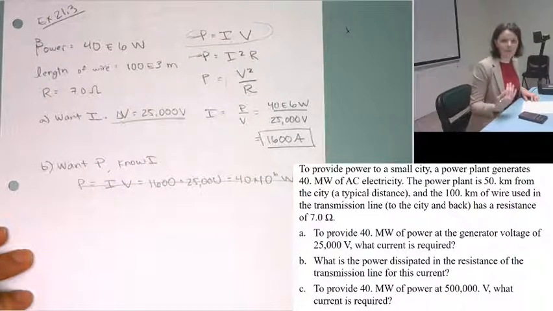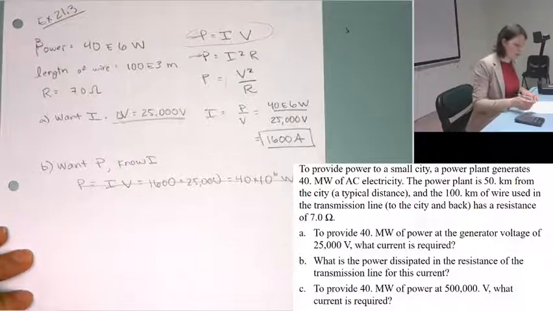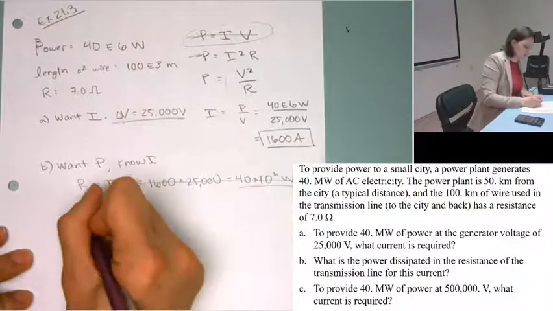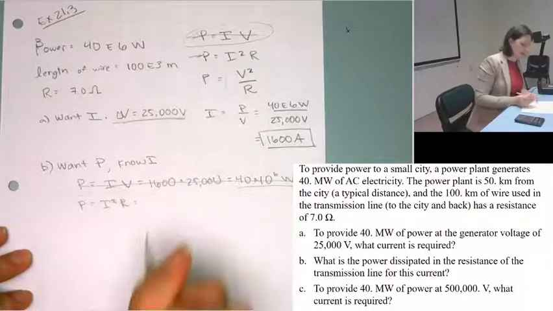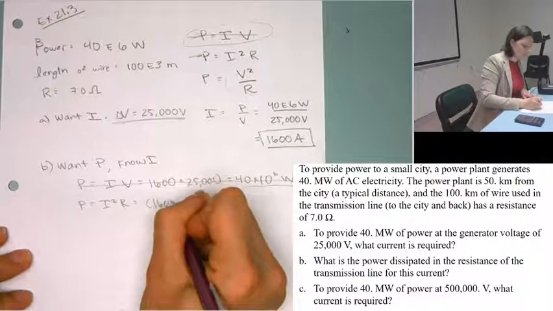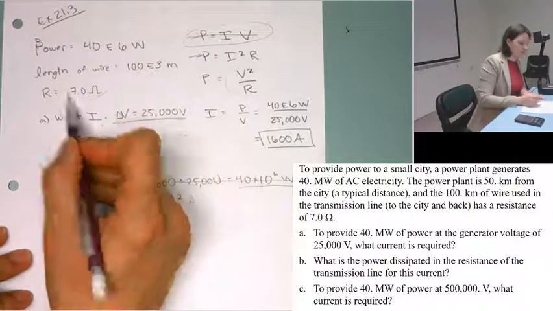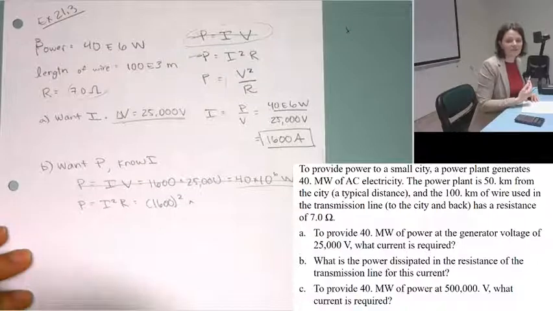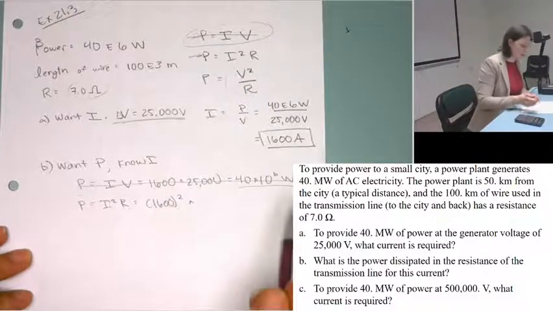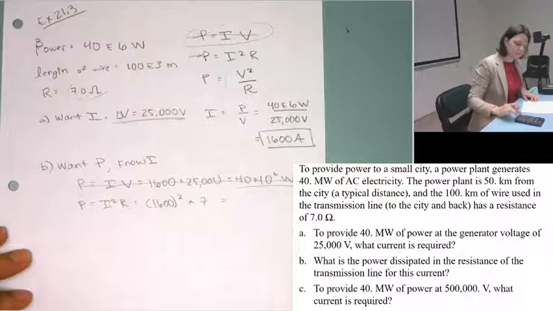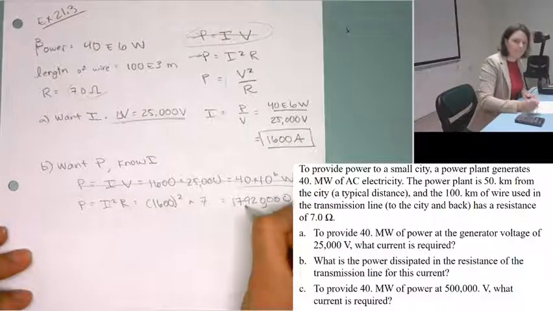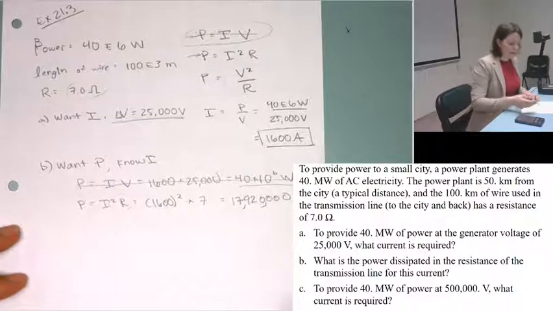And that's a great example of what you do when you get nonsensical answers. So always think about your answers. Okay, so that one didn't work. Let's try the next one. P is I squared times R. So I have 1,600 amps times R, which was 7. That makes me feel better because this question specifically asks about the power dissipated by the resistance of the transmission line. So I like that I'm getting an R there. So times 7 ohms. And that is 1792 with 4 zeros. And that feels a little bit better.